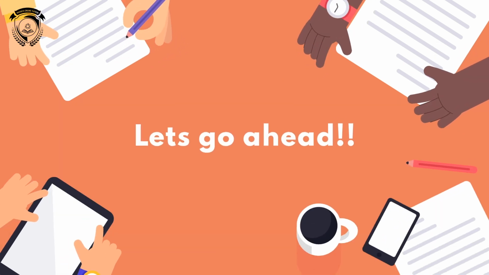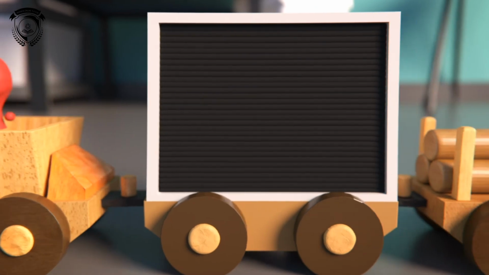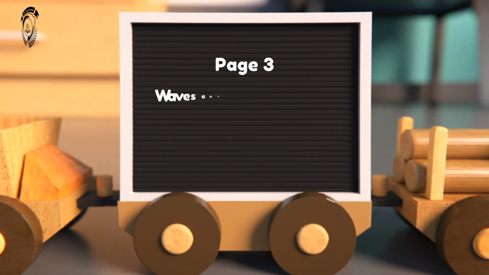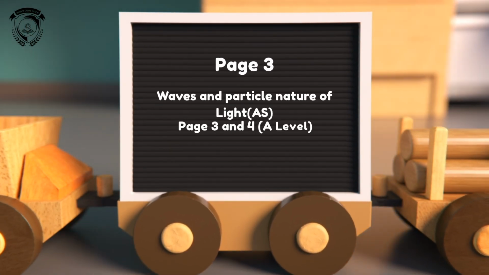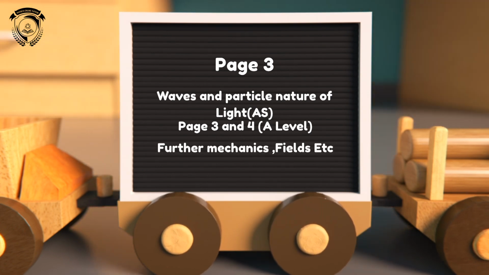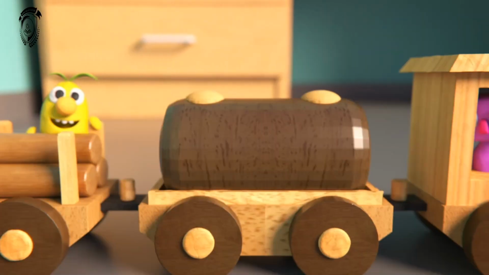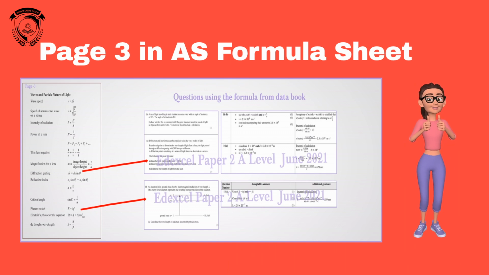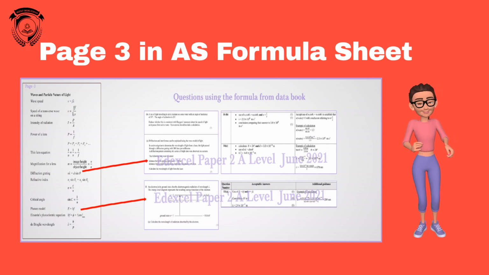Okay, so let's go ahead. Page 3 of the AS formula sheet consists of waves and the particle nature of light. And for A Level, I'm talking about pages 3 and 4, which consist of further mechanics, fields, and so on. Here in front of you is page 3 in the AS formula sheet. You can see here that I have taken the picture from the mark schemes. You can directly see that they have used the diffraction grating formulas in the question paper and in the mark schemes as well. So it's one more hint for you: whatever they have given you in the formula sheet, if you're not able to answer a question, you can go back to the formula sheet and maybe you can get a hint from there.